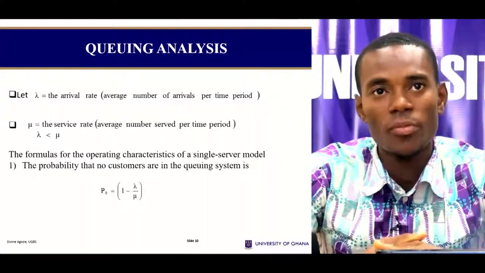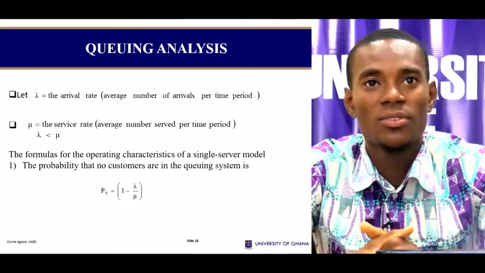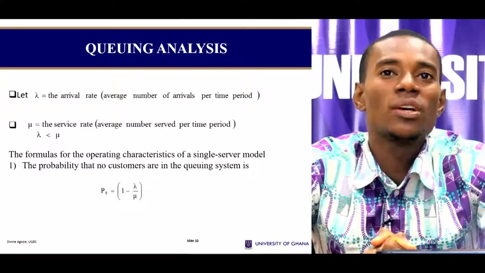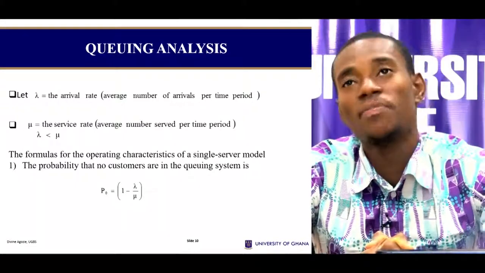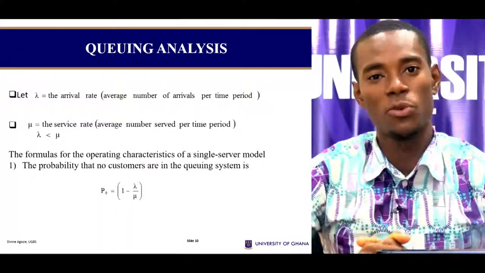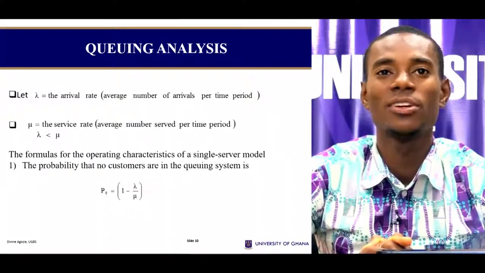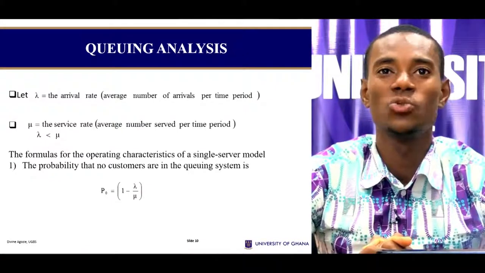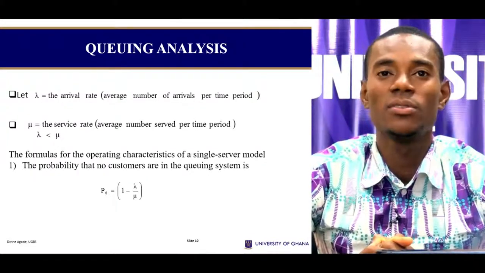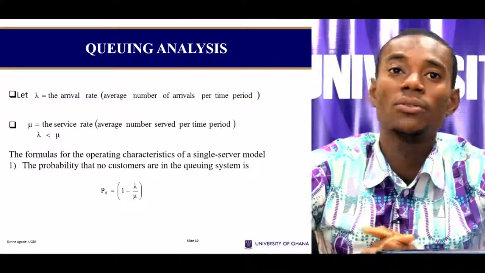So these are some operating formulas for the single server model. Now, if you want to find the probability that no customer would be in the queuing system, you know that feeling. I don't know if you've experienced it before. You bump into a banking hall, and it's like a miracle. There's no one in the banking hall, and it's just you. You present your check directly to the cashier, and she gives you your money, and you're out.